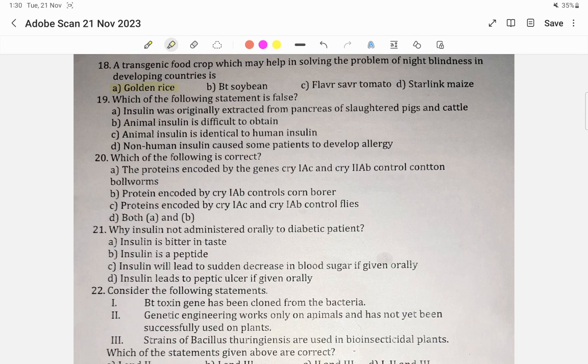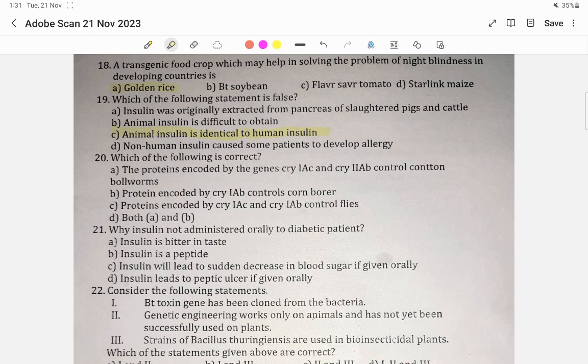In most of your examinations, you can expect incorrect statement or find-the-odd-one-out questions, because the paper setters want you to utilize more time to read the question. They want you to spend at least 45 to 50 seconds before you complete the answering. So the incorrect statement here is: animal insulin is identical to human insulin.